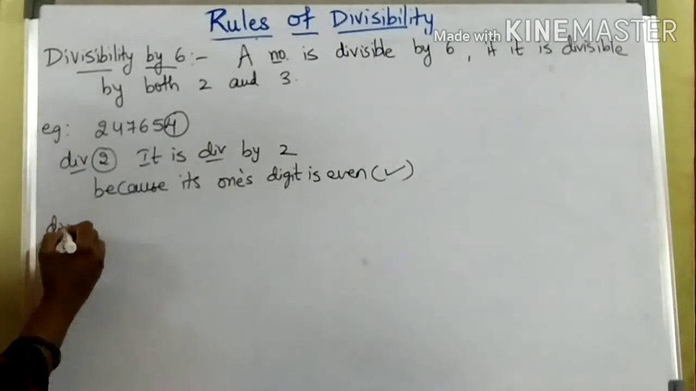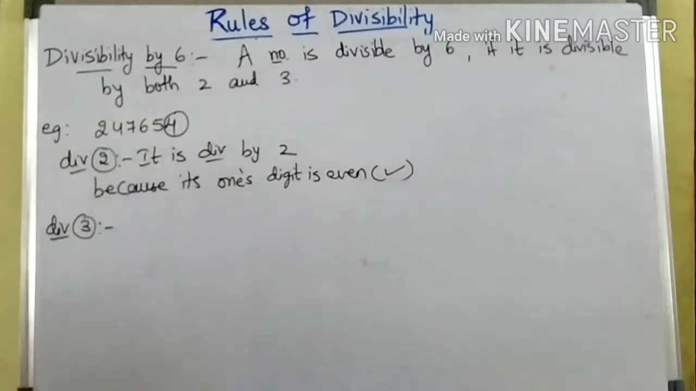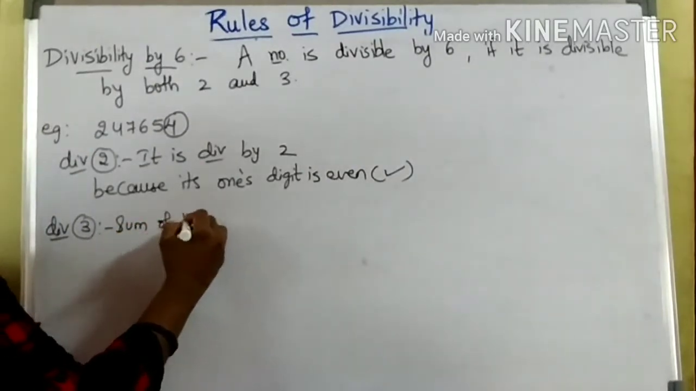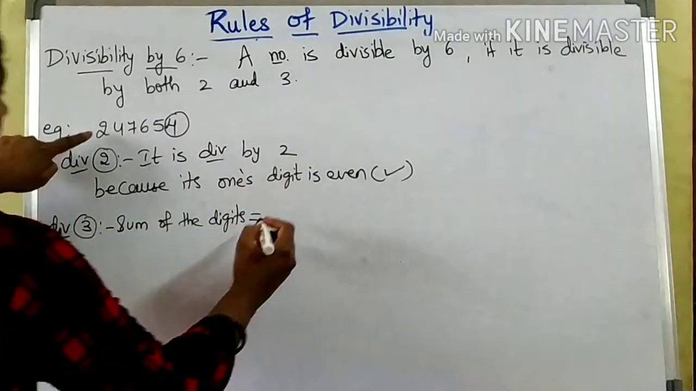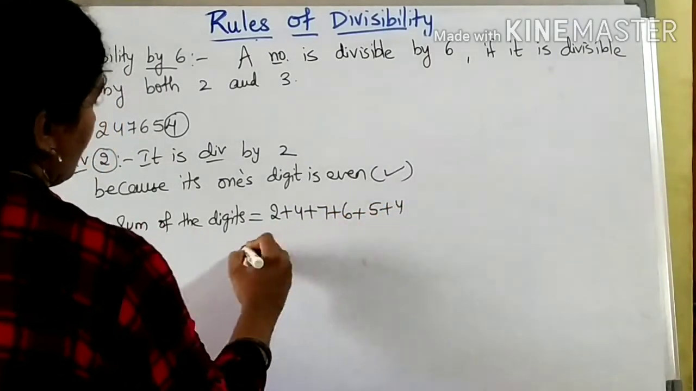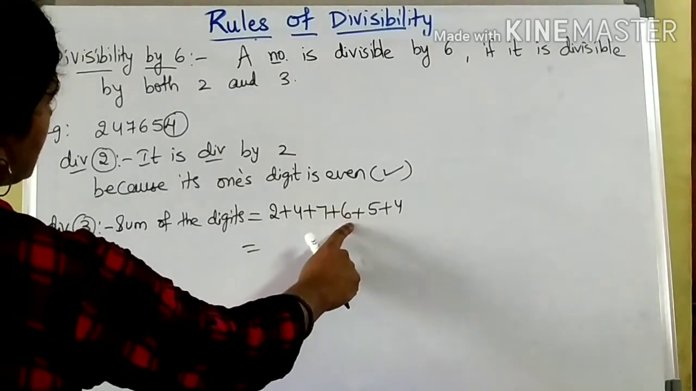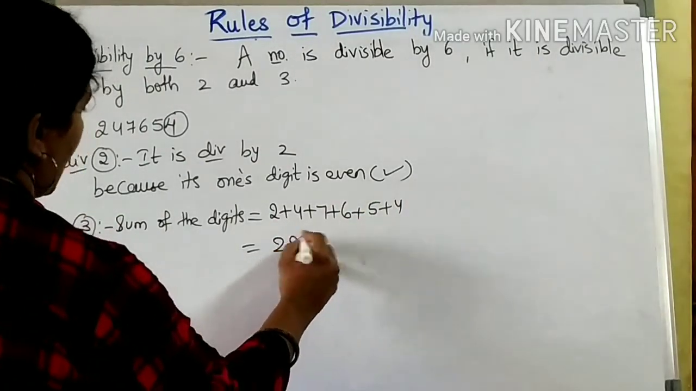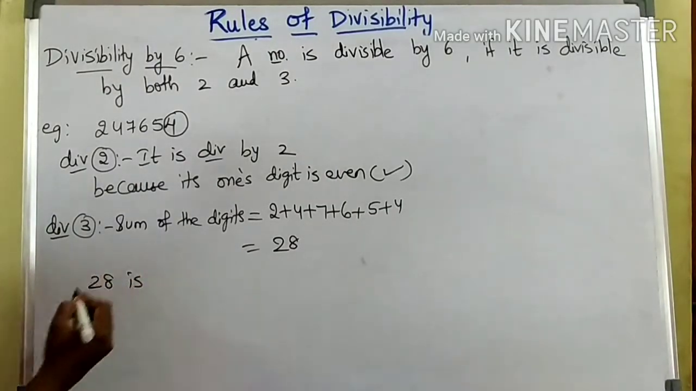Now we should check for divisibility by 3, children. What is divisibility by 3? A number is divisible by 3 if the sum of the digits is divisible by 3. Now first we need to find the sum of the digits. Sum means what? Addition. What are the numbers here? 2 plus 4 plus 7 plus 6 plus 5 plus 4. When you add, how much are you going to get? 2 plus 4, 6, 6 plus 7, 13, 13 plus 6, 19, 19 plus 5, 24, 24 plus 4, 28. Now is 28 divisible by 3? No. 28 is not a multiple of 3.